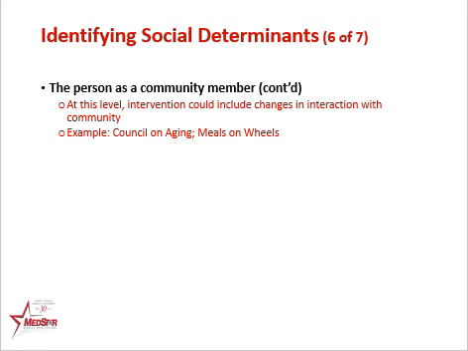Now, at this level, intervention could include you all suggesting changes to further enhance a person's interaction within the community, or finding a new community for the patient to interact with, a new community outlet. For example, a community paramedic may help an older patient get involved in local counseling on aging organizations and groups, Meals on Wheels, YMCA, things like that.